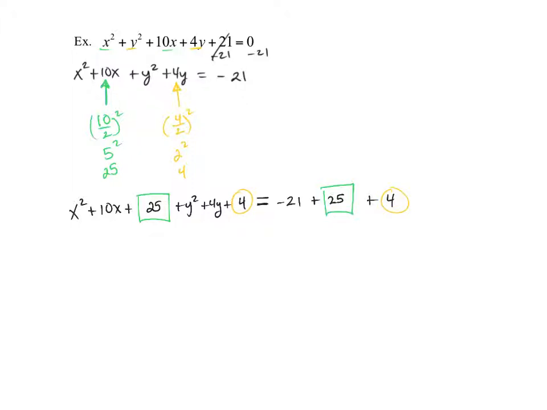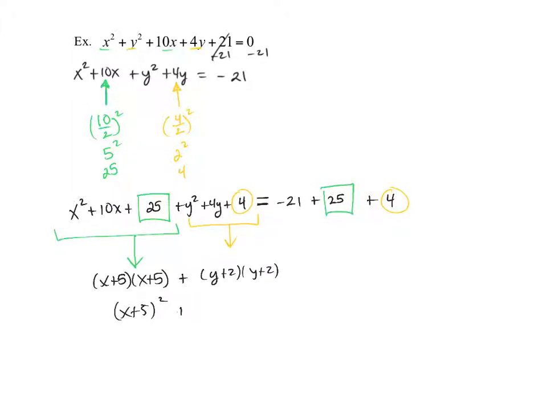Okay, great. So now for the x's, these factor down as x plus 5 times x plus 5, which is just x plus 5 quantity squared. And for the y's, this factors as y plus 2 times y plus 2, which can be rewritten as y plus 2 squared. Okay, and then we just look at what we get over here on the right. We have 25 plus 4 is 29 minus 21, so that would be 8. And now we can look at that and figure out, well, what is the center?